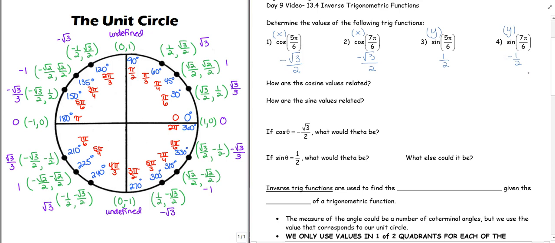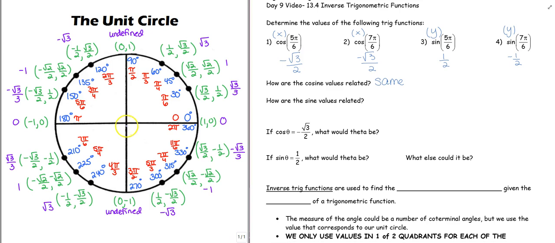So we found the cosine and the sine value of those same two angles. Let's start with the cosine value. How are they related? If I look at my cosine value here and my cosine value there, those two angles have the same exact cosine value. So we want to think about why is that? Where does that come from?